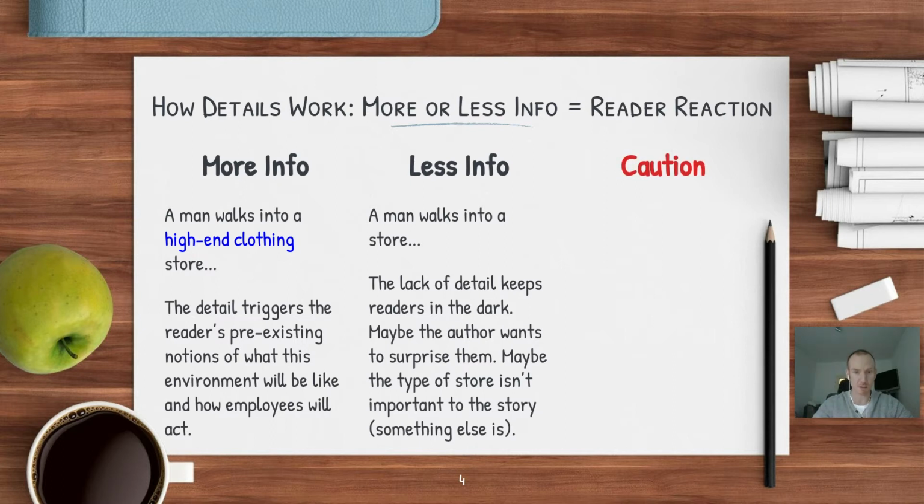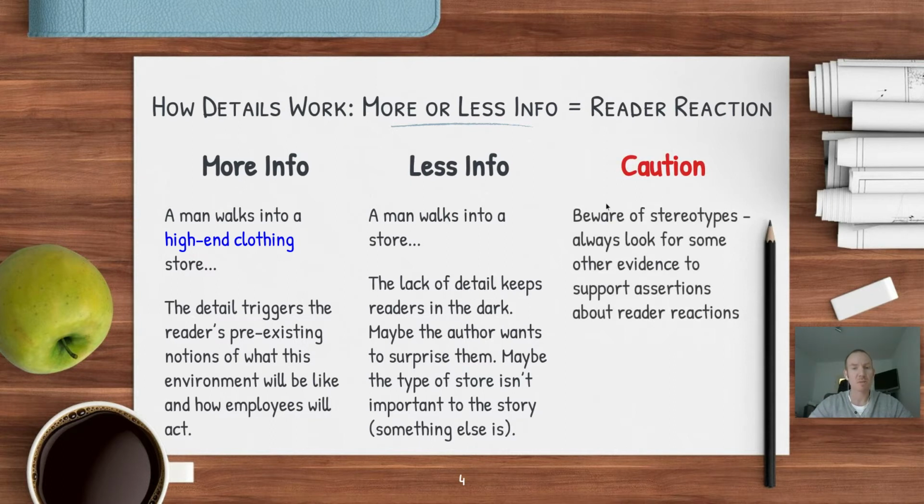A word of caution: you need to make sure that you're being aware of stereotypes. So always look for some other piece of evidence to support any assertions that you make about a reader's reaction. If you make the assertion that lots of people feel a certain kind of way when they go into a high-end clothing store, you probably want something else to back that up because you don't want to come across as stereotyping all high-end clothing stores or all people's reactions when they walk into those stores.